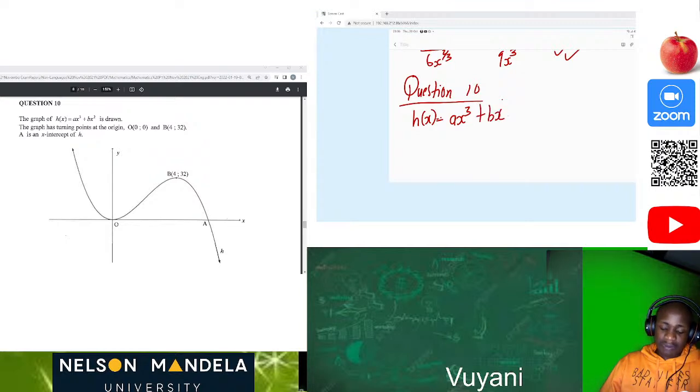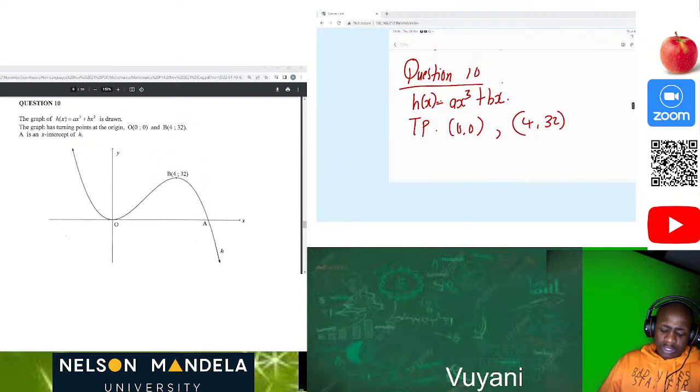And what else are we given? We are given the turning points: the first turning point which is (0, 0), and another turning point which is (4, 32). These are the turning points of our graph. Also we were told that A is the x-intercept of the graph. So what do we mean when it's an x-intercept? That means the y value of A is already equal to 0.